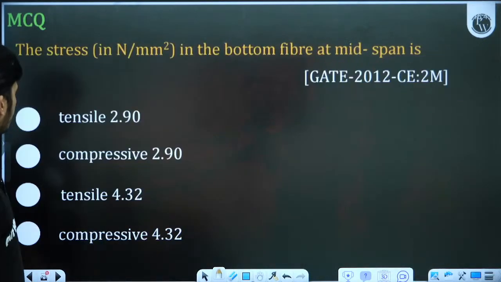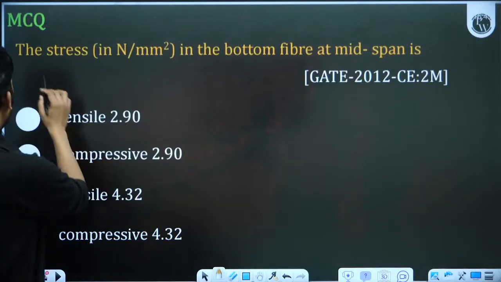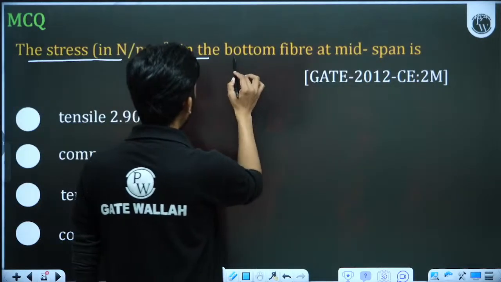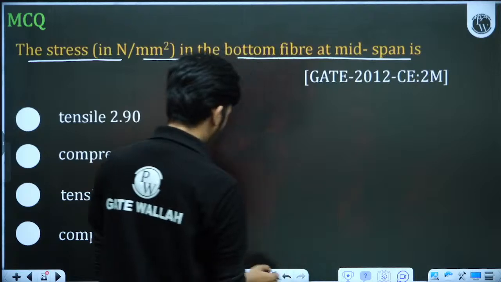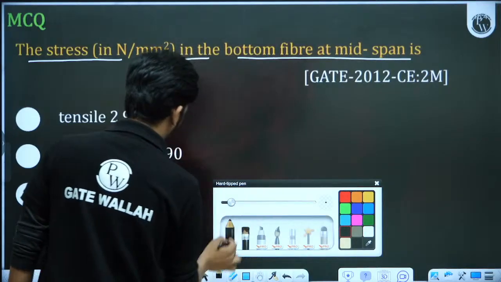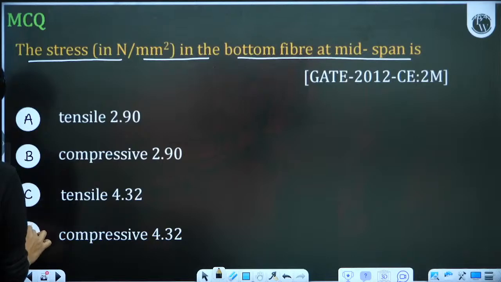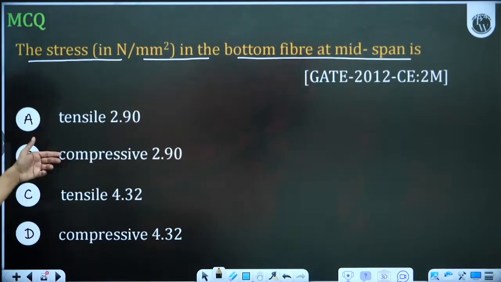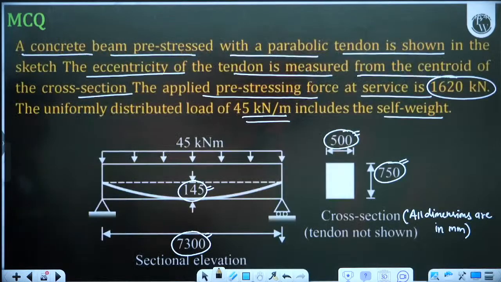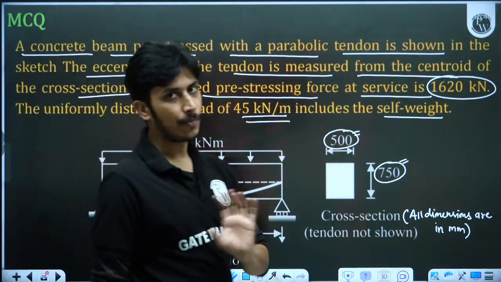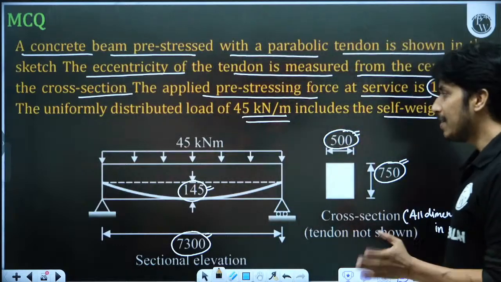Now what is asked? The thing asked is given in this slide: the stress in Newton per mm square in the bottom fiber at the midspan. So the stress at the bottom fiber at the midspan is asked. This is option A, this is option B, this is option C, this is option D: tensile or compressive, with values 2.9 or 4.32. First of all, let's understand what the sign will be. If the value comes out plus, it is compressive. If the value comes out minus, it is tensile.